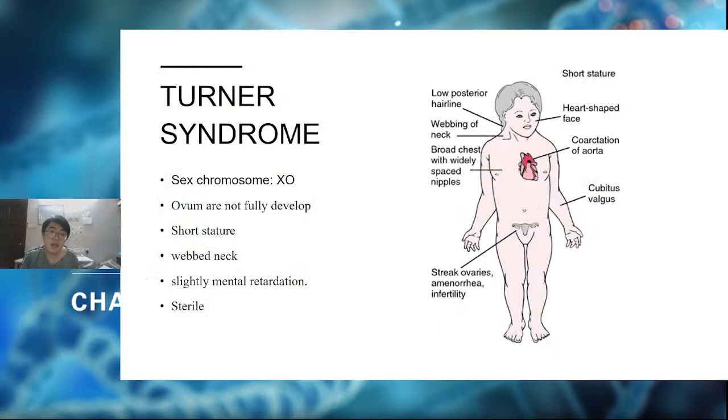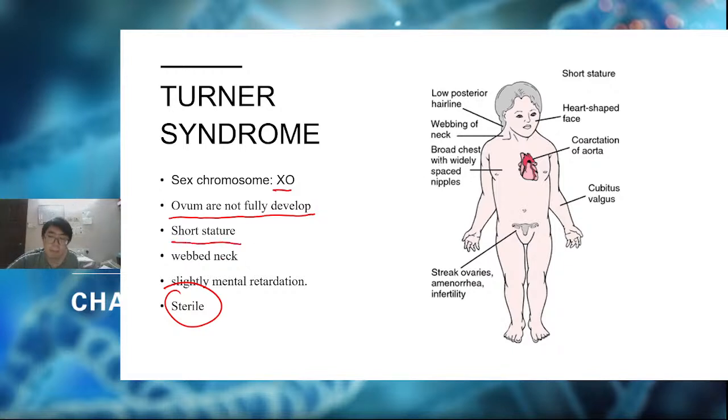Okay. Next is about Turner syndrome. This one is female and it is XO. Dia hanya ada satu sex chromosome sahaja. XO. So hanya satu sex chromosome. So this female actually the ovum are not fully developed. So no ovum memang dia akan sterile lah. Yang ni orang patient ni memang dia tak ada anak punya. Dia tak ada anak punya. Tak akan ada anak.